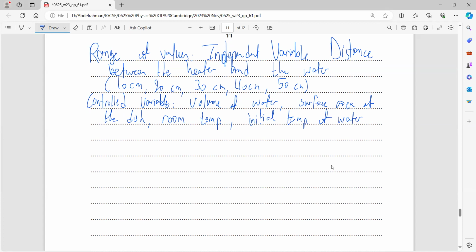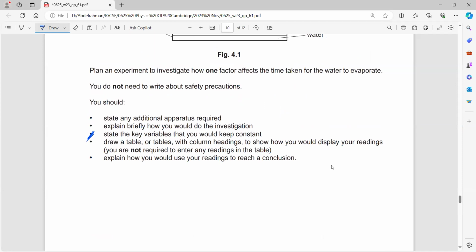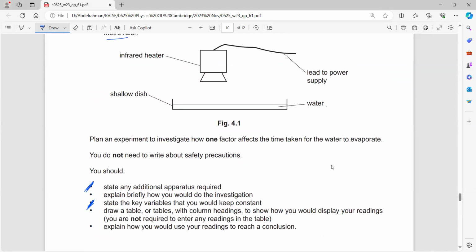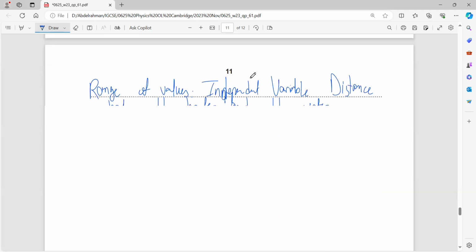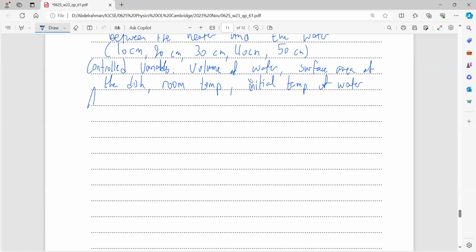Again, do I have to write down the apparatuses in this question? Yes. Why? Because he said state any additional apparatuses. State any additional apparatuses. Here, what do I want to do? Plan an experiment to investigate how one factor affects the time taken. Time taken. So what do I need? Definitely I need a stopwatch. Apparatuses.